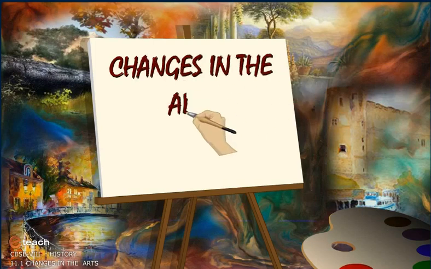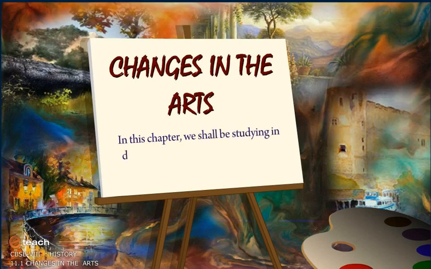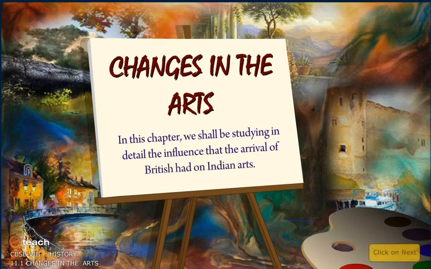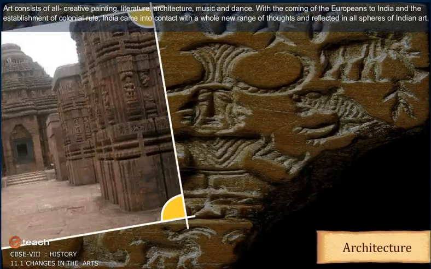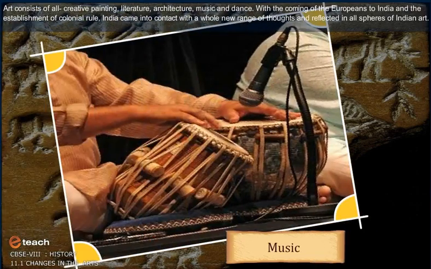Changes in the arts. In this chapter, we shall be studying in detail the influence that the arrival of the British had on Indian arts. Art consists of all creative painting, literature, architecture, music and dance.